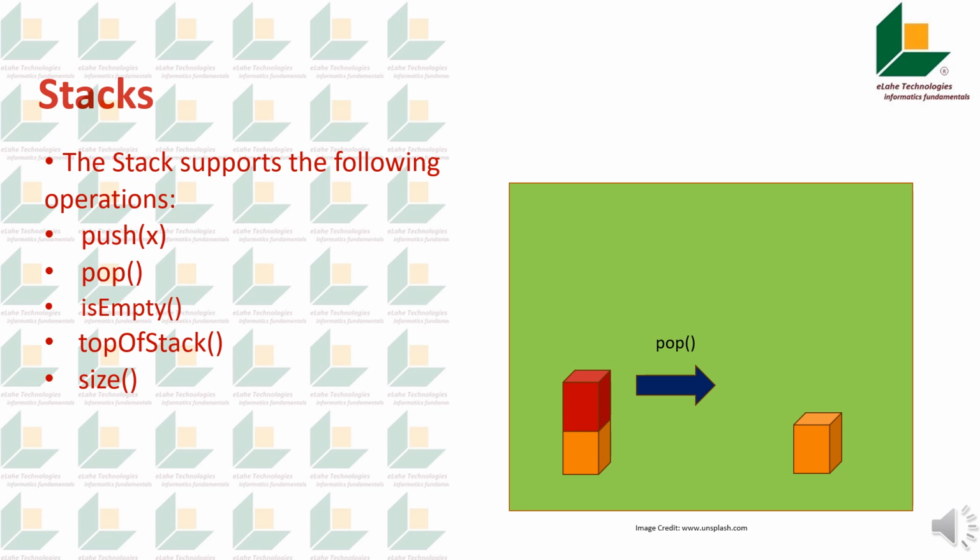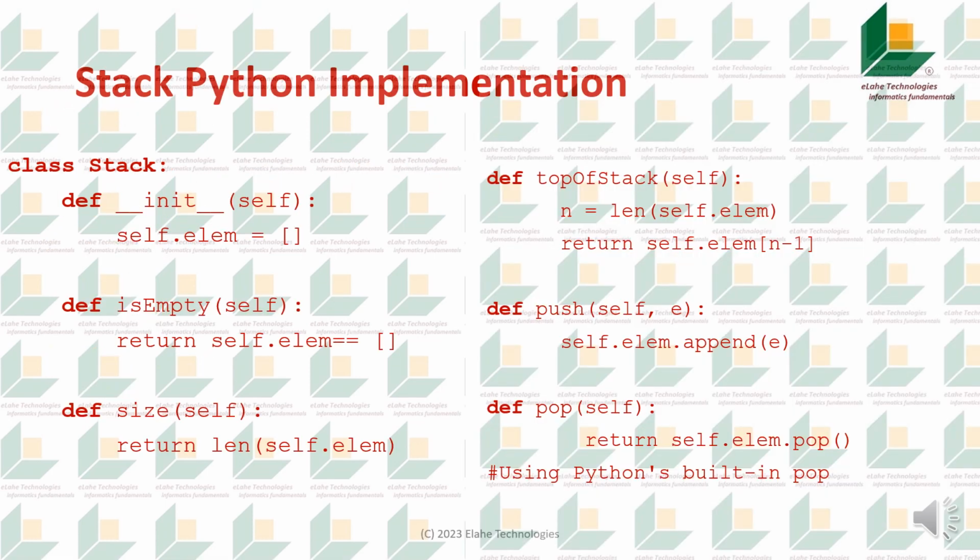Otherwise, it returns false. The operation top of stack returns the value of the top of stack element without removing it from the stack. The operation size returns the number of elements currently in the stack. An implementation of the stack data structure using Python lists is shown here.